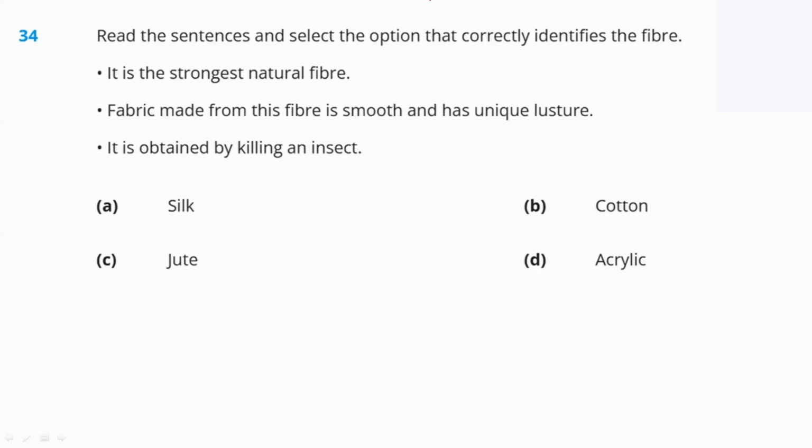Next, select the correct option that correctly identifies the fiber. It is a strong natural fiber. Fabric made from this fiber is smooth with a unique luster, and it is obtained by killing an insect. So it is of course silk. Silk is the only fiber that is obtained by killing an insect, which is the silkworm, isn't it? So option number A is our right answer.